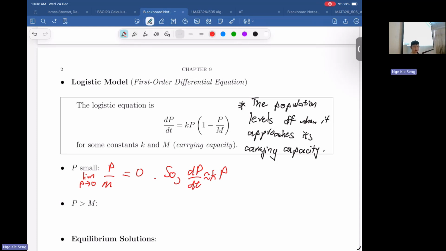But when P is greater than M, what could happen? When P is greater than M, then P over M is greater than 1, which implies that the factor 1 minus P over M is smaller than 0. It's negative. Could we have a negative growth?